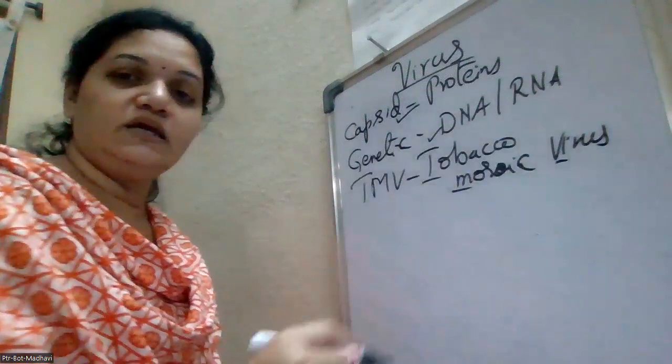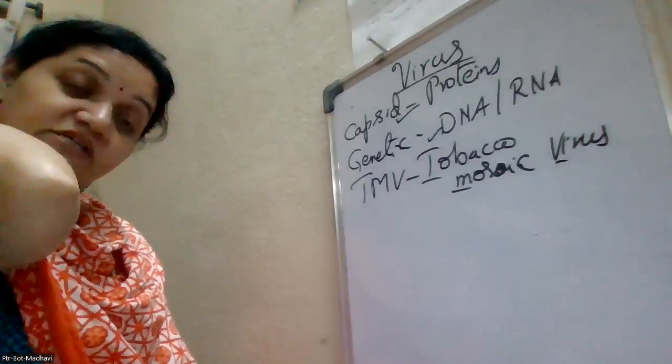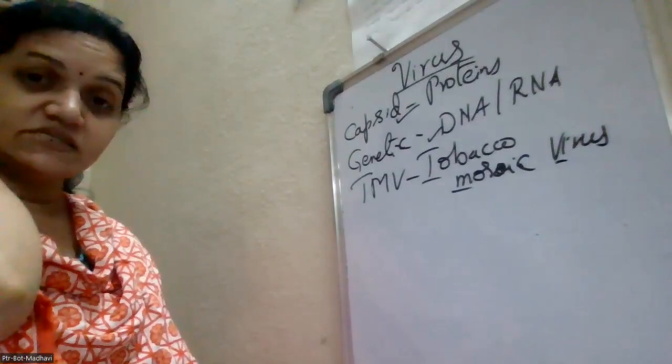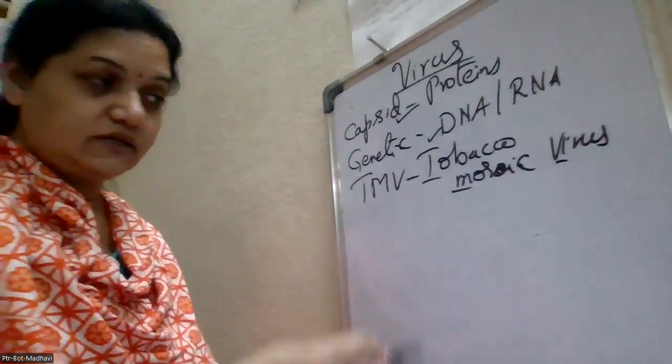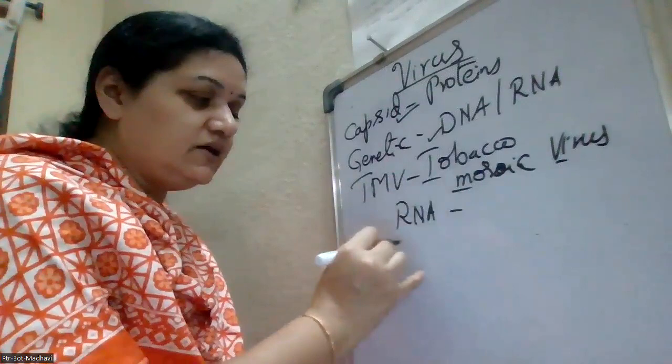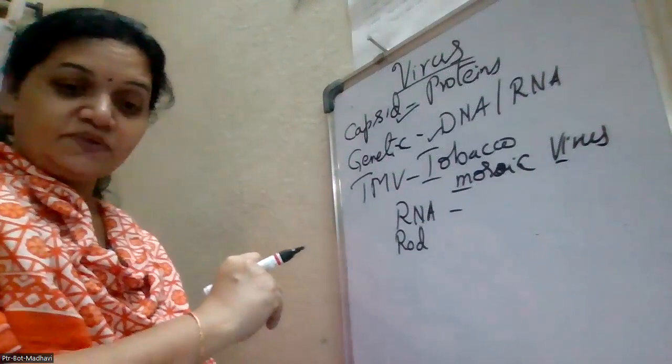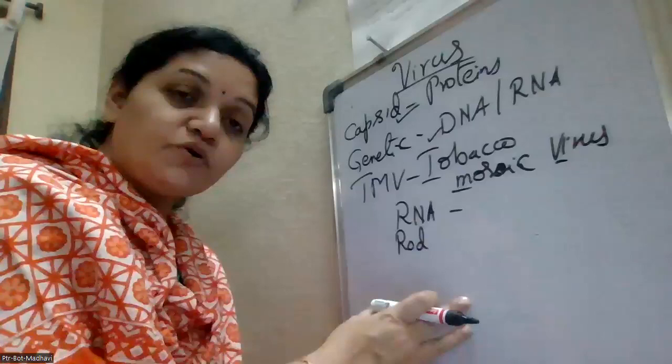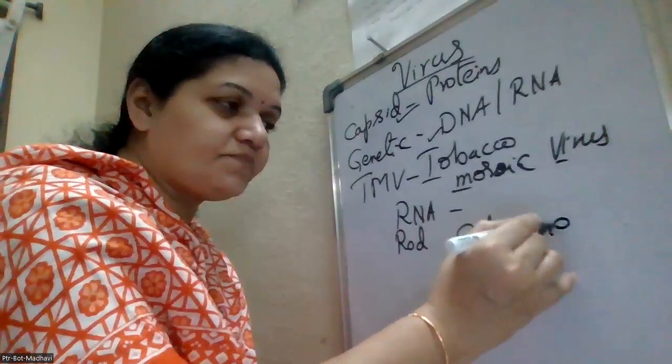TMV causes a mosaic infection in the tobacco plant. So based on the host, we give the name to this organism: tobacco mosaic virus. In this organism, the main genetic material is RNA, and it has a rod-shaped structure. It is completely covered externally with protein subunits called capsomers.